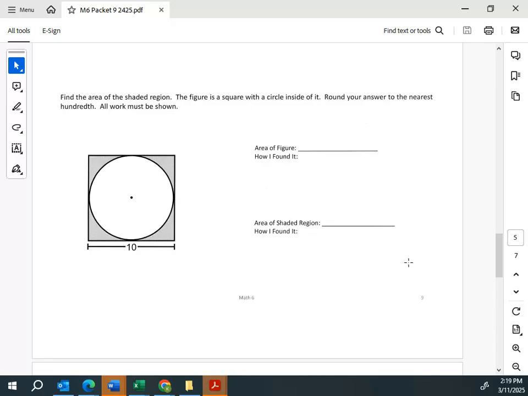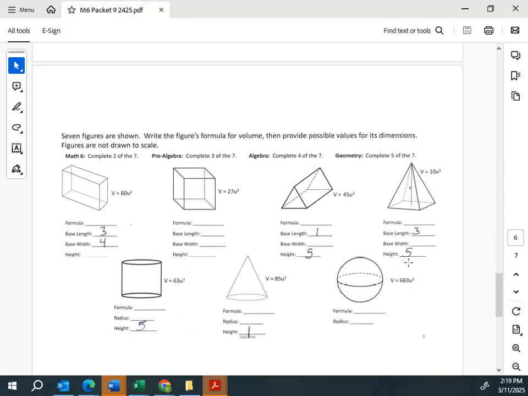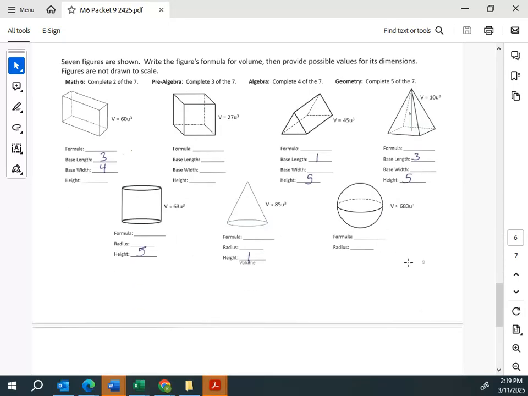Our next page is our volume page. So we have some of the lengths and the widths and the heights filled in. First thing we want to do is make sure we know all of our formulas that we want to use for our volume. For a rectangular prism, it's length times width times height. For our cube, it is side cubed. So length times width times height, but they're all the same number. So remember, we want to multiply that same number 3 times to get that 27 volume.